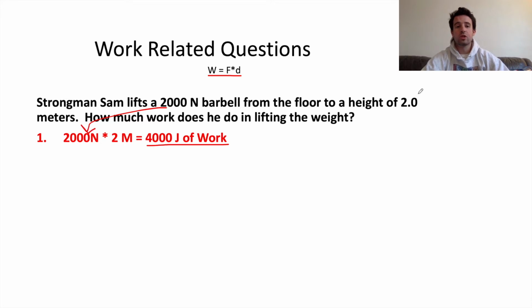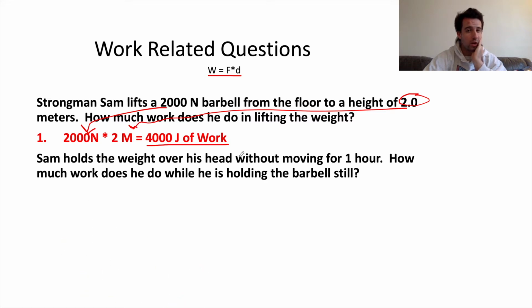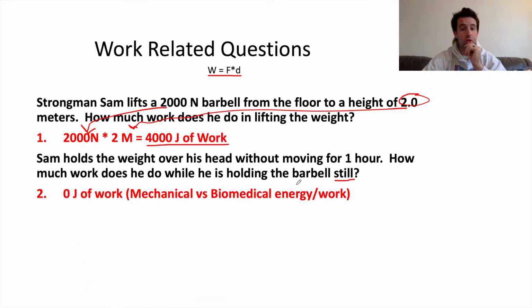Now, here's another question that's a bit more conceptual. It says, Sam holds the weight over his head without moving it for 1 hour. Question is, how much work does he do while he is holding the barbell? Any guesses? Correct answer here is 0 joules of work. Since he's not moving the barbell, there's no distance that changes. Since there's no distance, since that d is 0, it doesn't matter how much the barbell weighs, there's no work being done on the barbell.